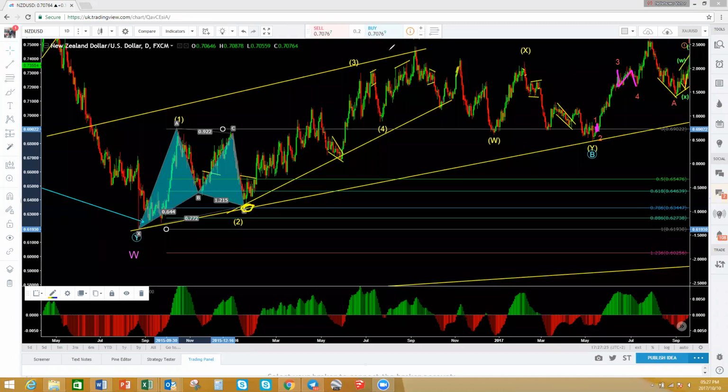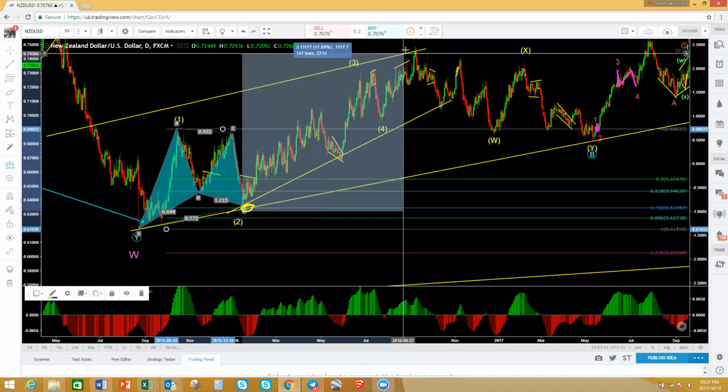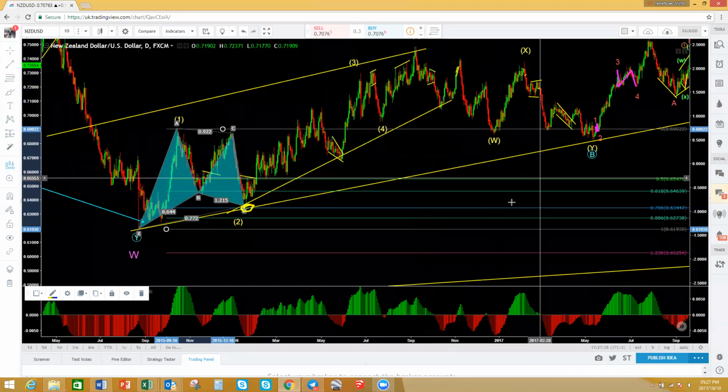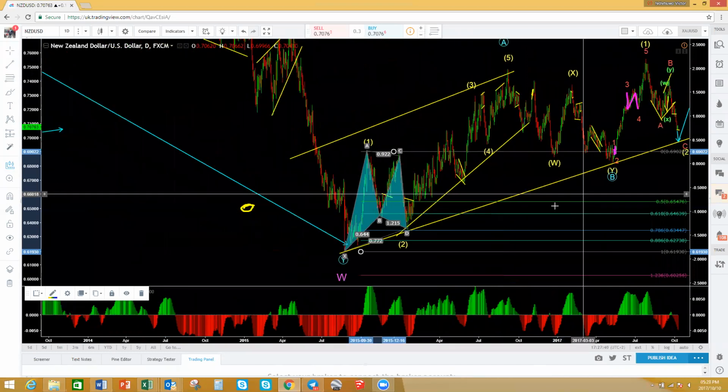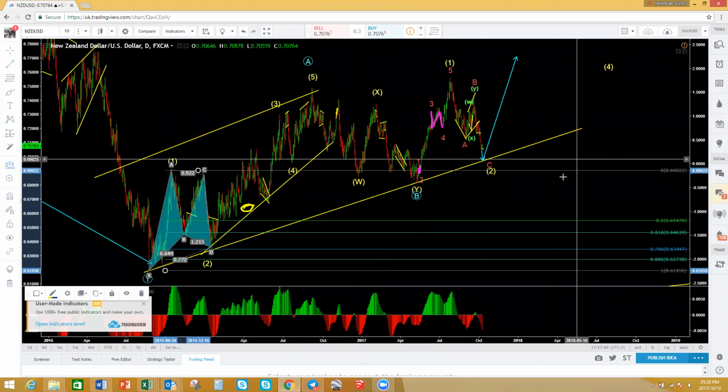What happened after that? It went for how many pips? It went for almost 1,200 pips, 1,100 pips. Right, so what is happening here? On the right, I mean, exactly the same thing is happening.